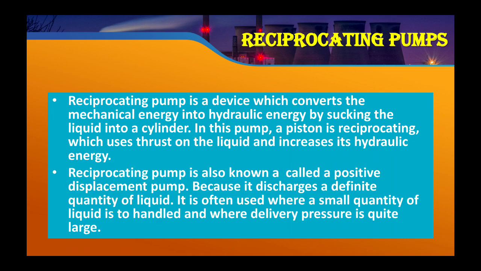The reciprocating pump is also called a positive displacement pump, because it discharges a definite quantity of liquid. It is often used where a small quantity of liquid is to be handled and where the delivery pressure is quite large. So a definite quantity of liquid is handled in reciprocating pumps. Now, the different types of reciprocating pumps, or the classification of reciprocating pumps.